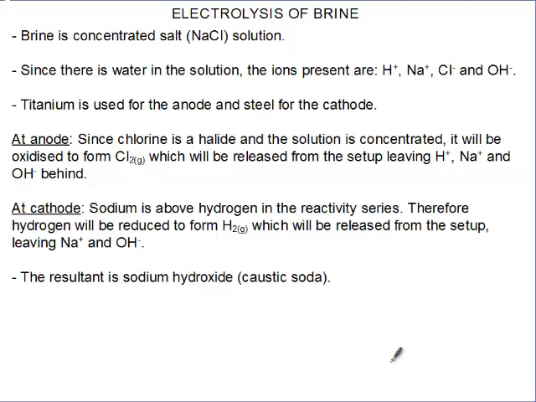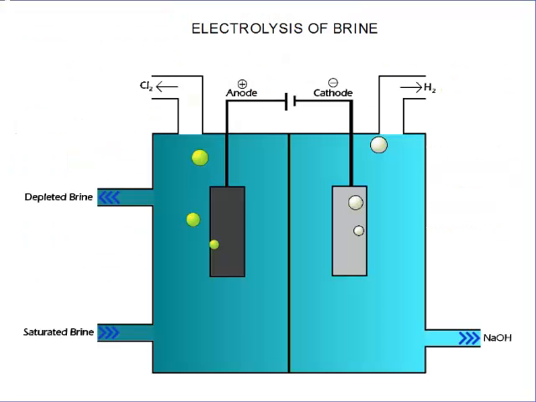Now, at the cathode, sodium is above hydrogen in the reactivity series. Therefore, hydrogen will be the one released. Okay? Hydrogen will be the one released. Once it is released, we are left with sodium hydroxide, and then they combine to form caustic soda. Okay? So this is what is going to take place.